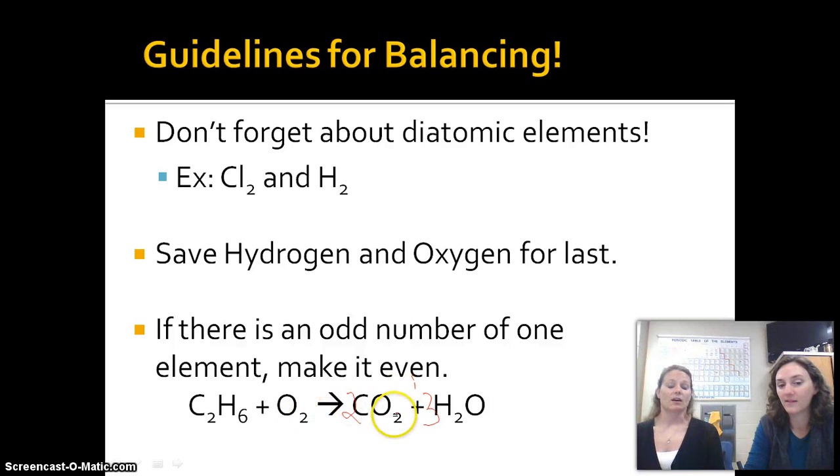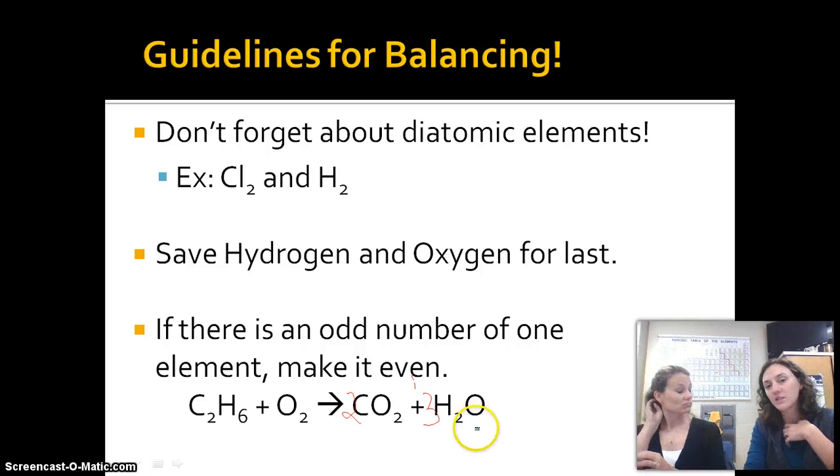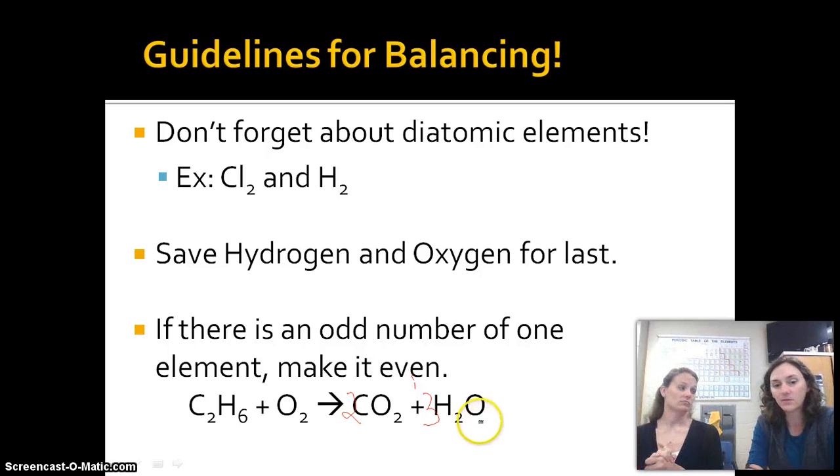But on our product side, we've got 2 here, but there's a 2 in front, so that makes 4. With the other 3, that's going to give us a 7. We can't multiply something by 2 and get to 7. It's no good. Coefficients always have to be whole numbers, no decimals, no 2.5.